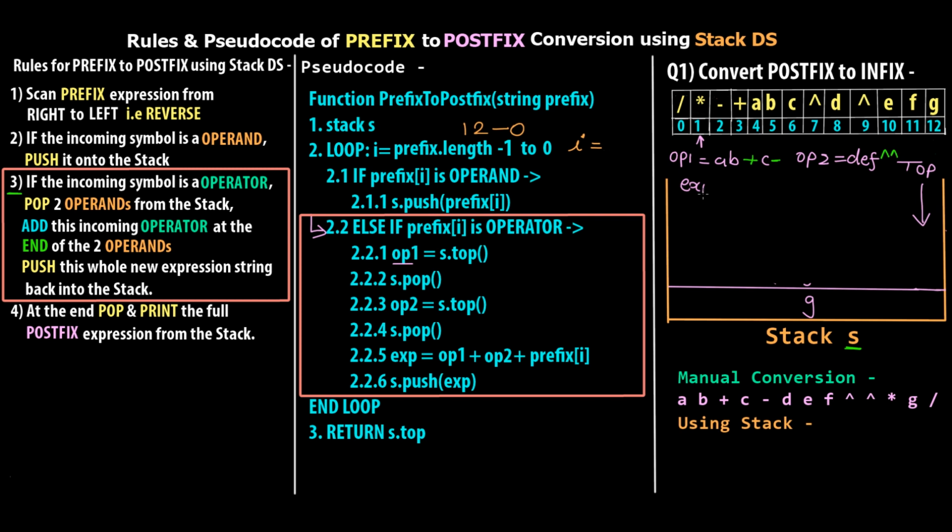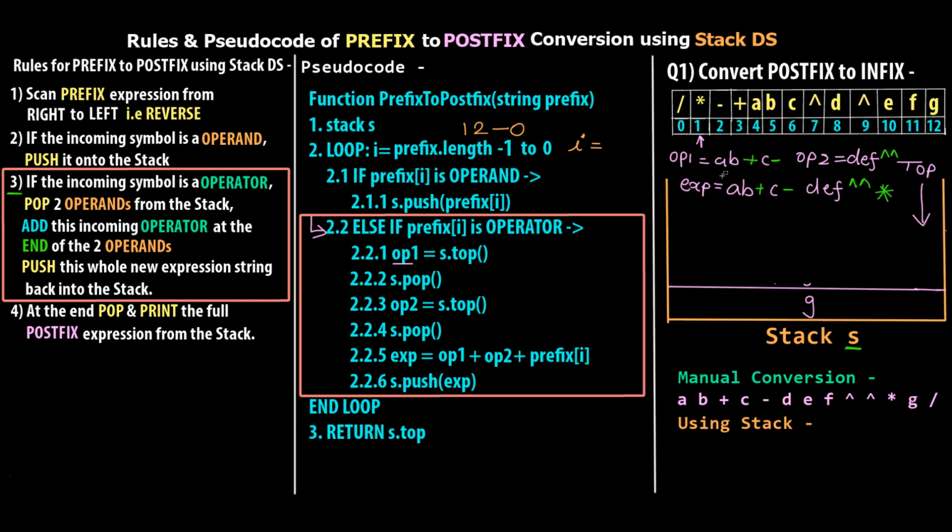a new expression exp equals to, we will take op1. What is op1? op1 is ab plus c minus, then we append op2. What is op2? op2 is def, then we have raised to, and then we have last prefix of I. What is prefix of I? Prefix of I is this star symbol.